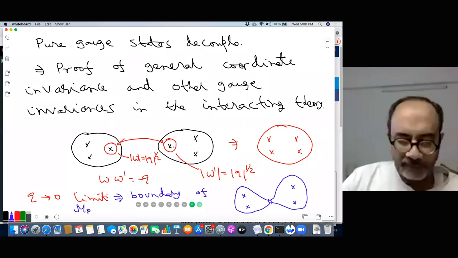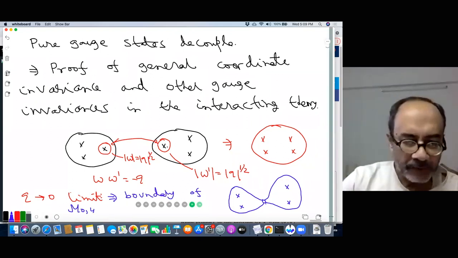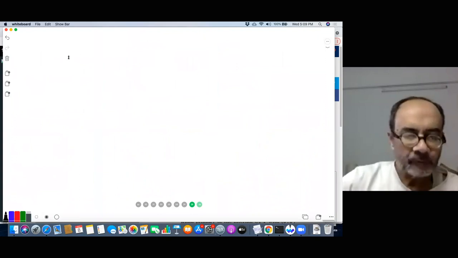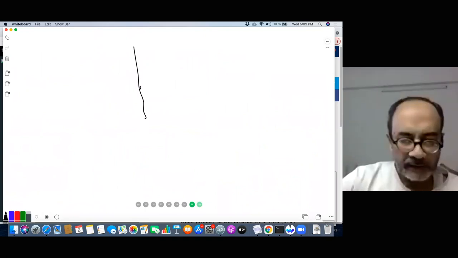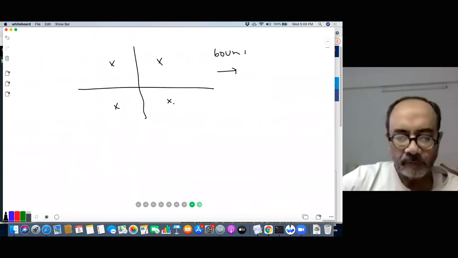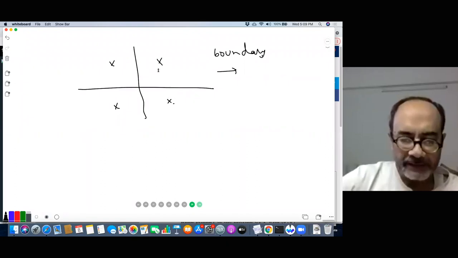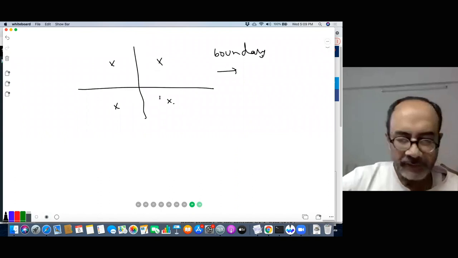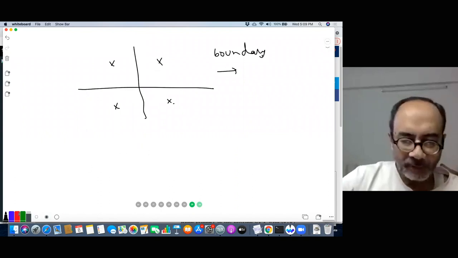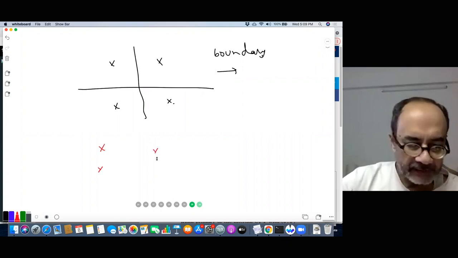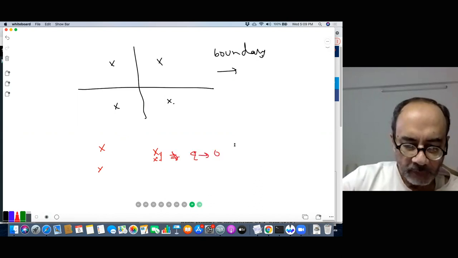And we'll work out the precise map next time. In fact, I think we have already seen part of this before. There's also a reinterpretation of this: if you take a plane with 4 punctures, the boundary corresponds to when two of the punctures come close. So if instead of having well-separated punctures, if these two punctures come close, you can show that this is precisely the Q goes to 0 limit of the previous diagram.